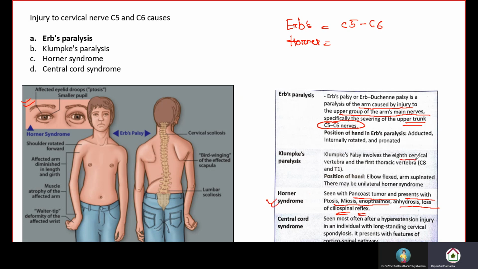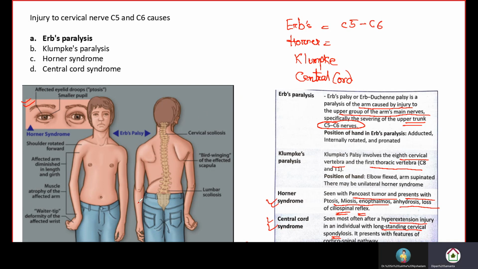And Klumpke's involves the eighth cervical vertebra and first thoracic vertebra. Horner, Klumpke's, central cord syndrome. Central cord syndrome occurs after a hyperextension injury in an individual with long-standing cervical spondylosis. So already long-standing spondylosis was present, and on that a hyperextension injury occurred, presenting with features of corticospinal pathway involvement. That is central cord syndrome.